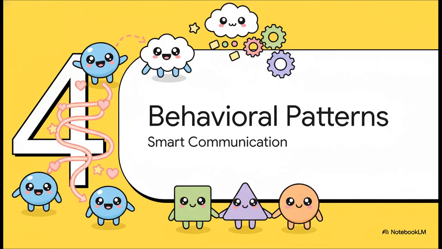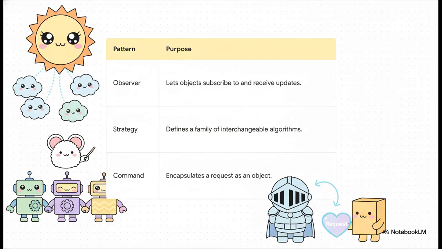And that brings us to our third and final category, behavioral patterns. This one is all about smart communication, figuring out how different objects can talk to each other and share responsibilities effectively. Let's look at what we've got here.